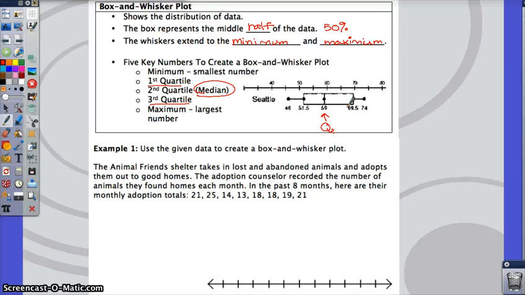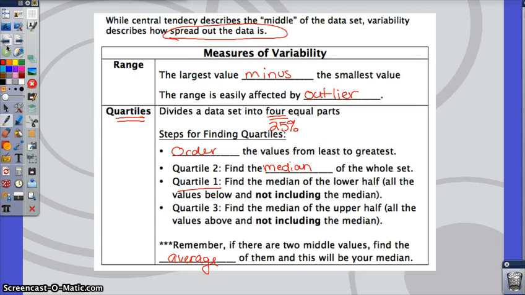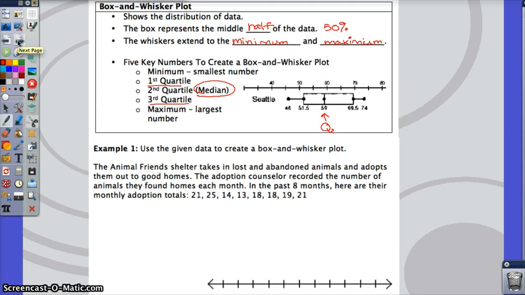Example 1, the Animal Friends shelter takes in lost and abandoned animals and adopts them out to good homes. The adoption counselor recorded the number of animals they found homes for each month. In the past 8 months, here are their monthly adoption totals. And we're going to use this given data to create a box and whisker plot. So the first step, remember if we go back, step 1 is to order the values, then find the median. So let's put them in order first.